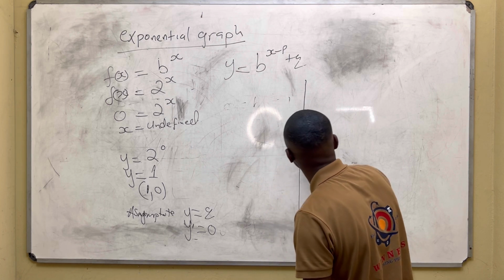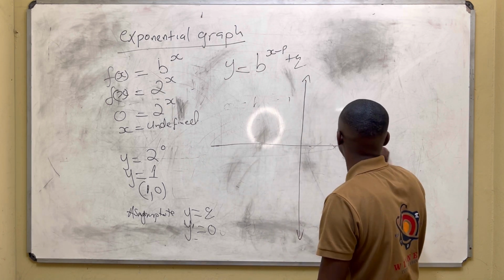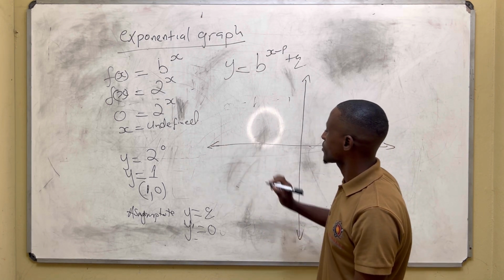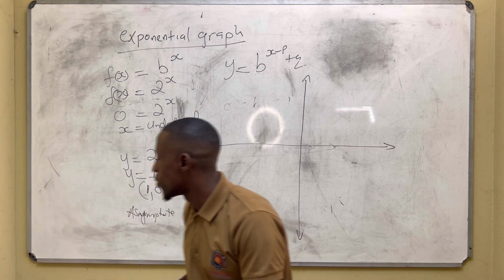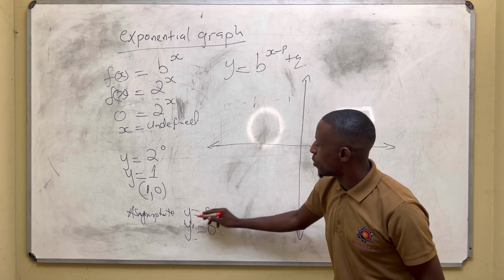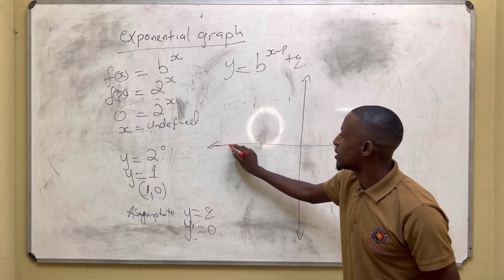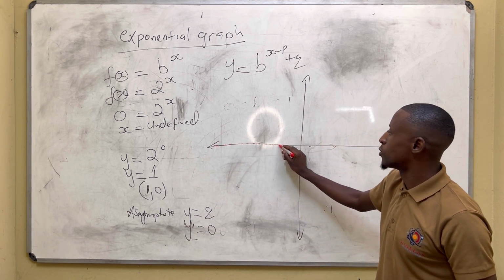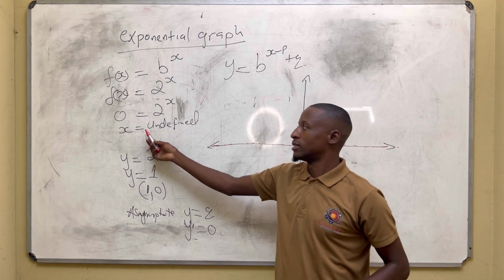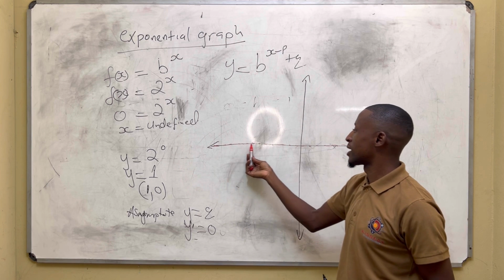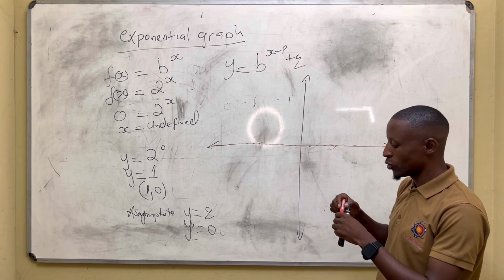If you sketch your function here, we are not going to have an x-intercept. Why? Because we know that y is 0 here. This part will be our asymptote. That's why our x is undefined, meaning our graph won't arrive here, because that is our asymptote.